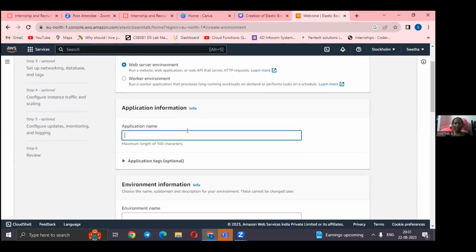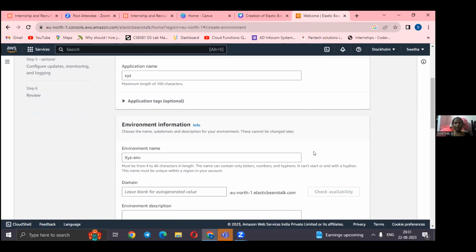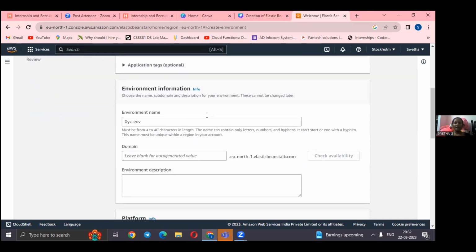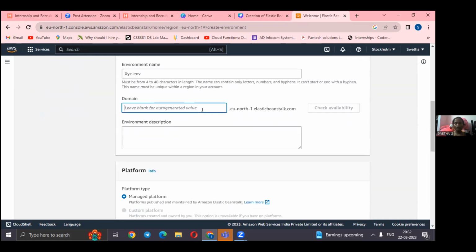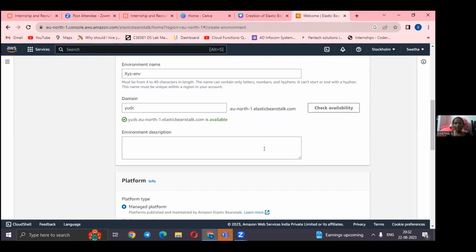Then click on application name and give any name based on your application. I'm just giving XYZ. The next step is environment information. In environment information, the environment name is given by default based on your application name. Then you have to set the domain name. I am setting the domain name as YUDC. Check whether it is available or not. It is available. Then in environment description, you give any description for your web application. I am giving just web development.